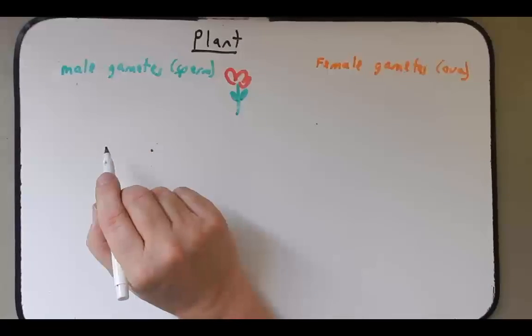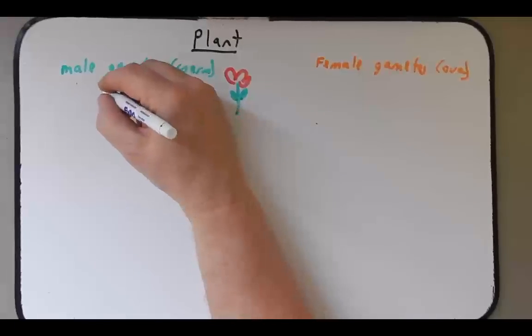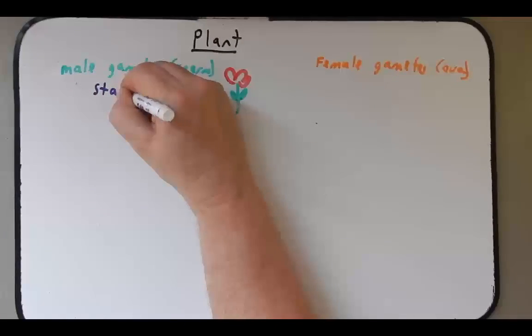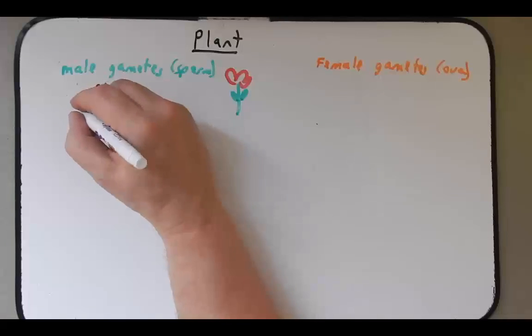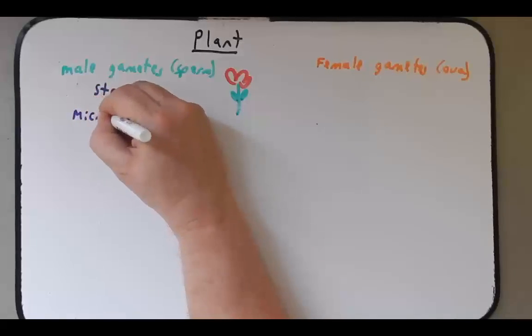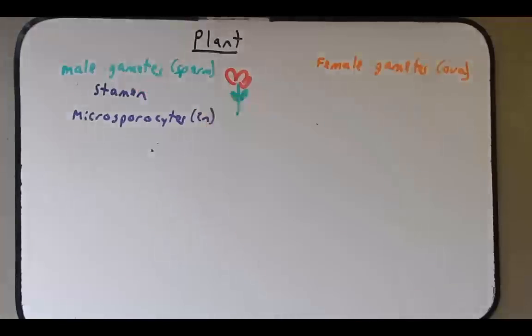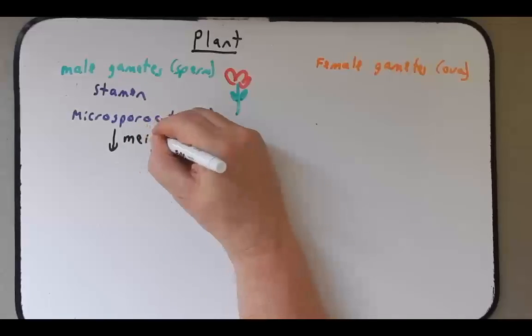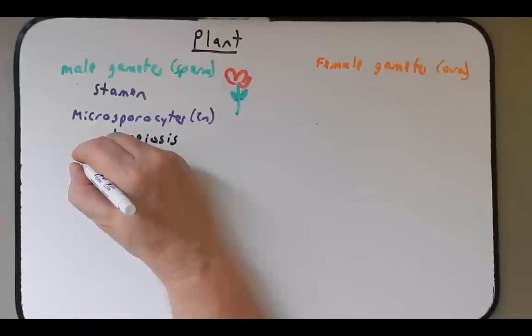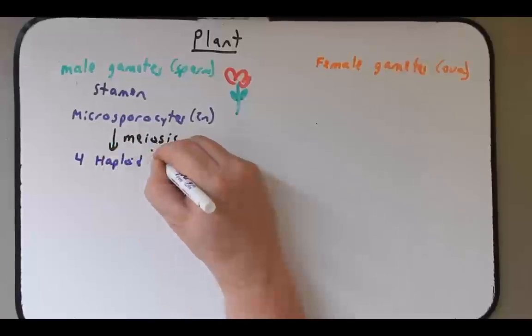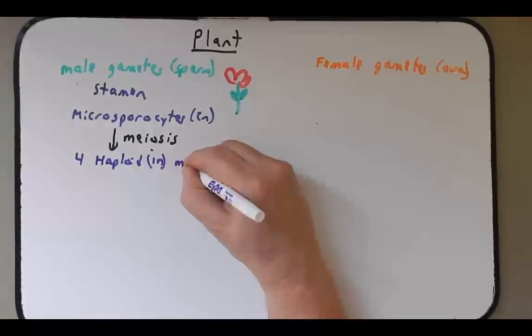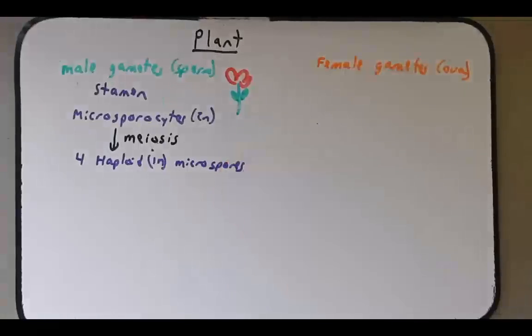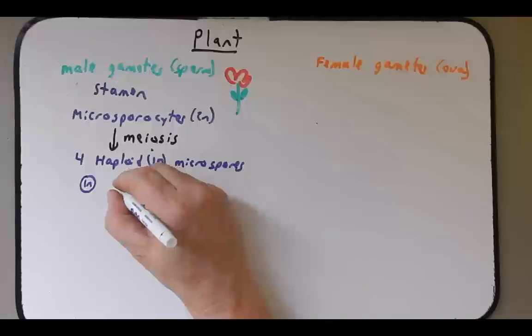Within the male reproductive structures is this structure called the stamen. The stamen contains cells called microsporocytes. These cells are diploid. The microsporocytes will undergo meiosis. Through this process, it will produce 4 haploid, so 1N, microspores. This is where it starts to get a little different compared to animal production of sperm. Each of these microspores, which I'll just draw like this, undergoes mitosis.